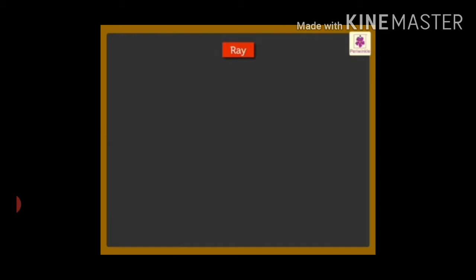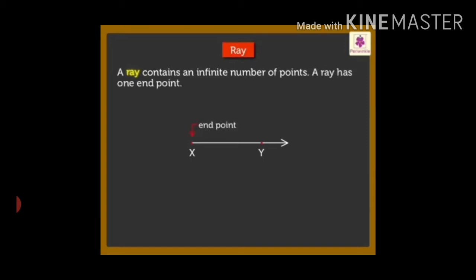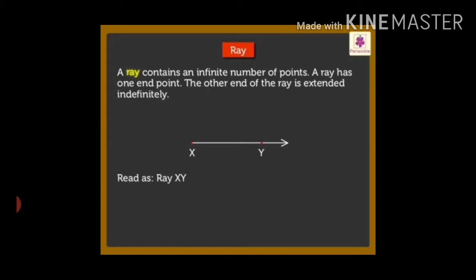Next is ray. A ray contains an infinite number of points. A ray has one end point. The other end of the ray is extended indefinitely. XY is a ray. It can be read only as ray XY, as we always start from the end point. Do not read it as ray YX. It is written as shown. This ray can be read as ray AB, ray AC.